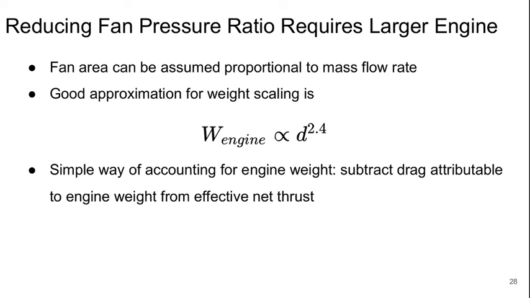As we reduce the fan pressure ratio, we require a larger engine. We can assume that our fan area is proportional to the mass flow rate, and we can use an approximation for the weight scaling. A good approximation is that the weight of the engine is going to scale with the engine diameter to the power of 2.4. So there's a simple way of accounting for the engine weight. We subtract the drag attributable to the engine weight from the effective net thrust.